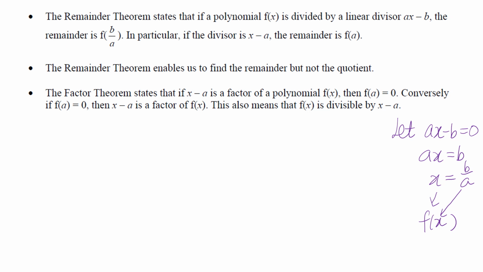Okay, and what this statement says is if your linear divisor is just x minus a, and if you let x minus a equal to 0, then of course x is just a, then the remainder will just be f bracket a.